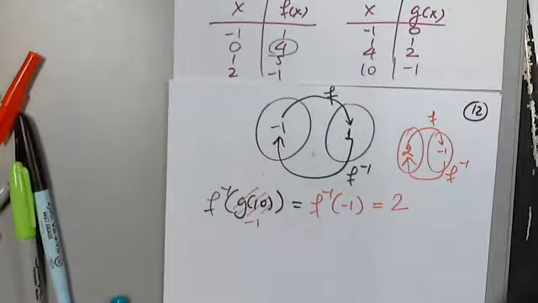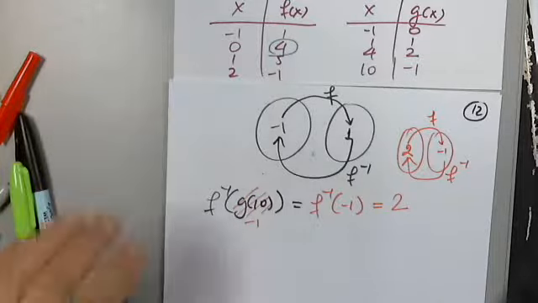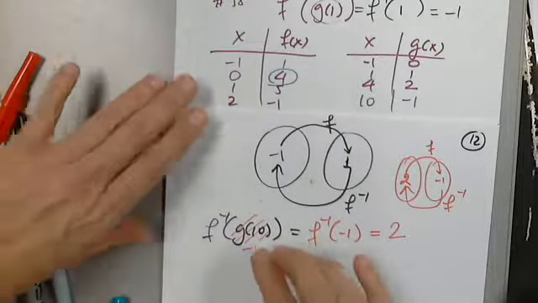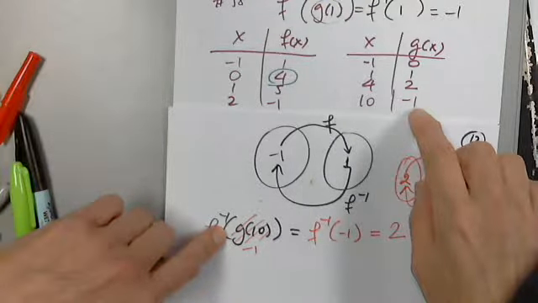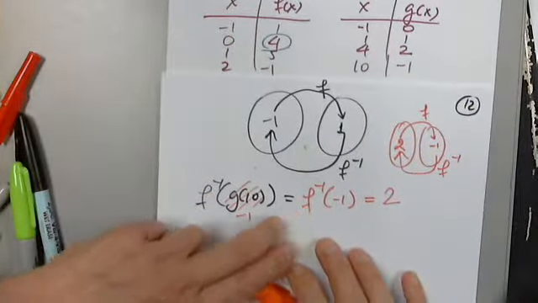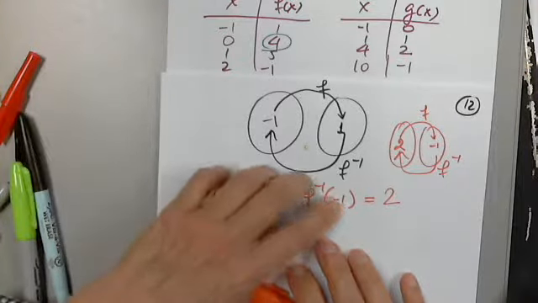Is that clear? Should I repeat this? Yeah, just once. Very good. Yeah, let's do it one more time. So it's clear that G of 10 is negative 1. Agreed? Okay. So now we want to find F inverse of negative 1.